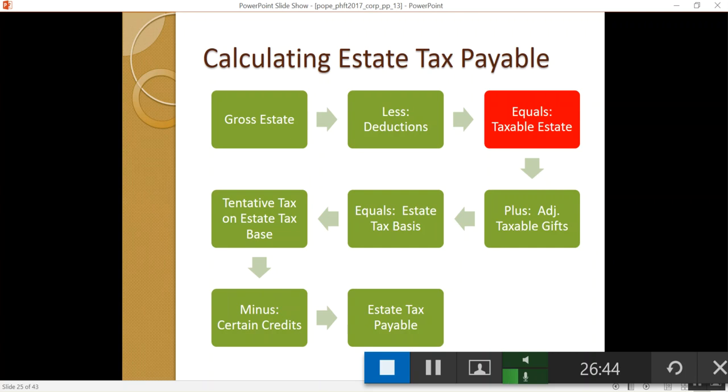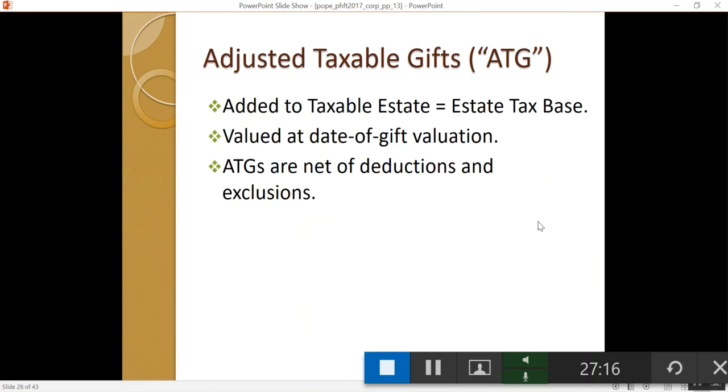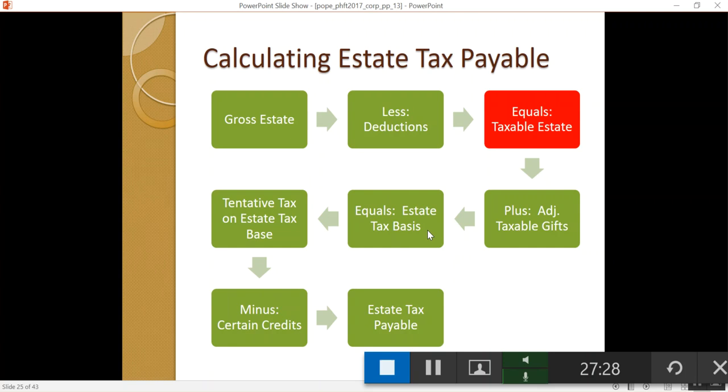So now we're at the point where we've talked about the gross estate, the items that are included, the kinds of income that are included in a gross estate. And we've also talked about the kinds of deductions that you can deduct from the gross estate. So once you deduct all of your eligible deductions from the gross estate, you end up with what's called the taxable estate. The next thing we're going to talk about is this next box here, which is adjusted taxable gifts. Adjusted taxable gifts need to be added to the taxable estate. And once you add those to the taxable estate, you end up with what's called the estate tax base. You are taxed on the estate tax base.